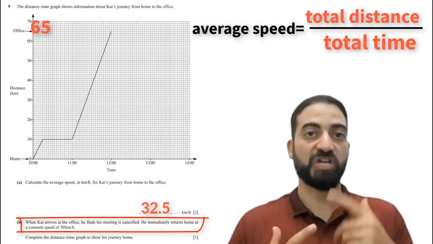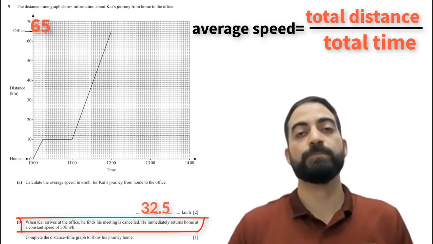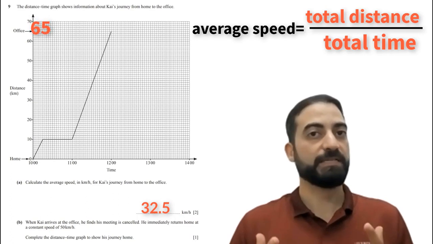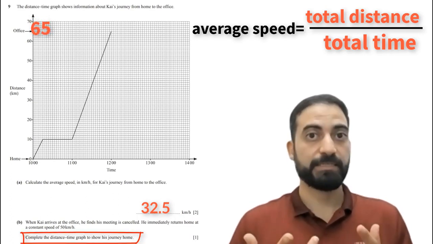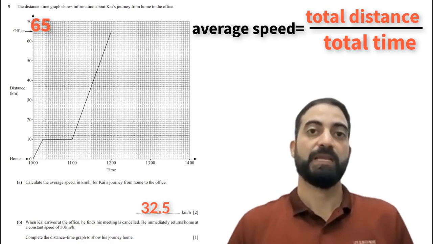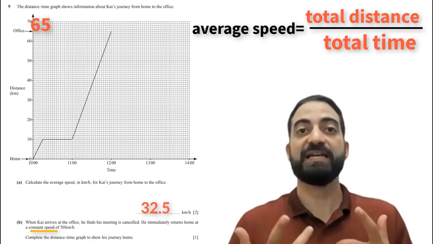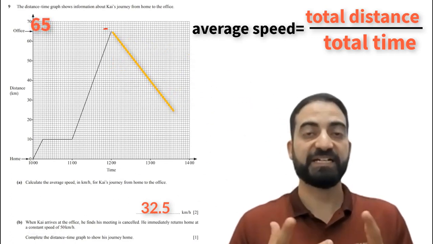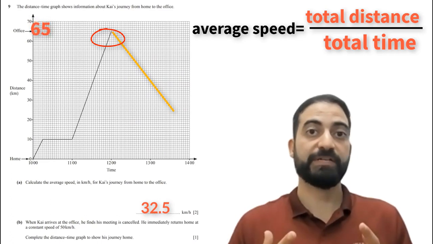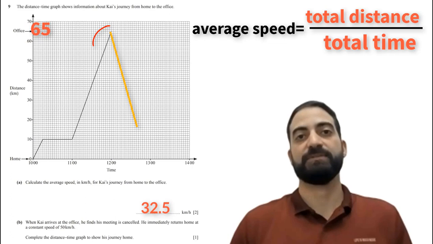He immediately returns home at a constant speed of 50 km per hour. What is required of us is to complete the distance-time graph to show his journey home. As long as it tells us the constant speed, it means that the line will be straight, and it will also start from here, because after he goes to the office, he immediately returns home. So the line starts from here.